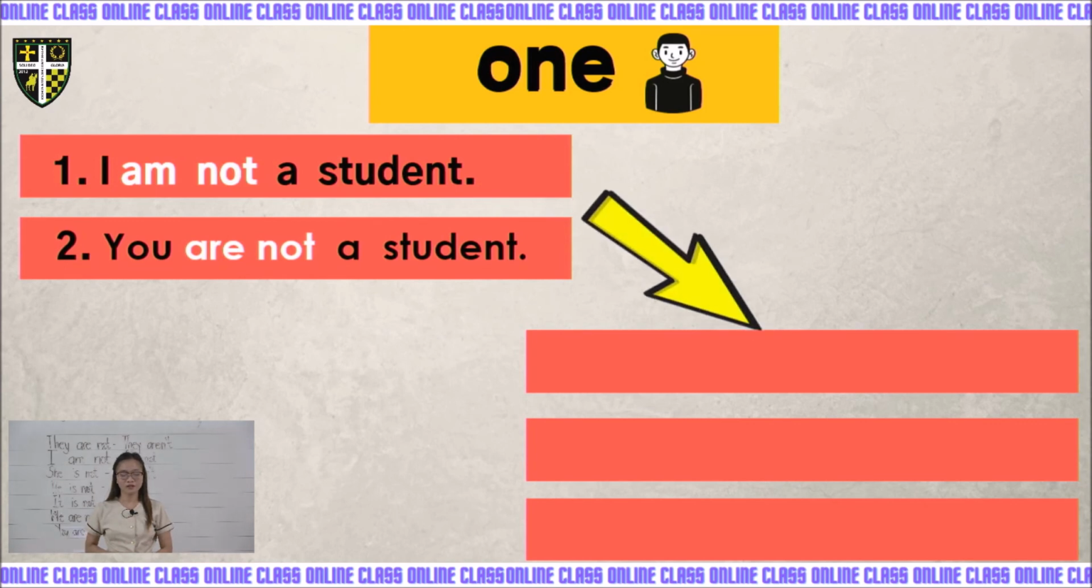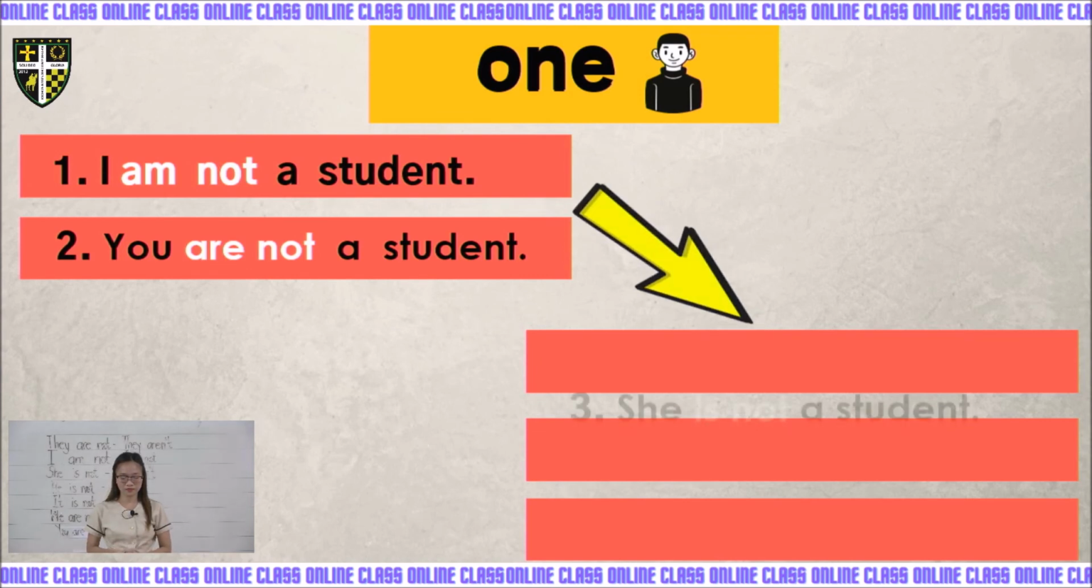You are not a student. As you can see, the pronoun in this sentence is you, and the verb is are. Even though it's only referring to one, we still use the verb are. This is the rule: when you use the pronoun you, it's automatic. The verb is are. So the sentence is, you are not a student.